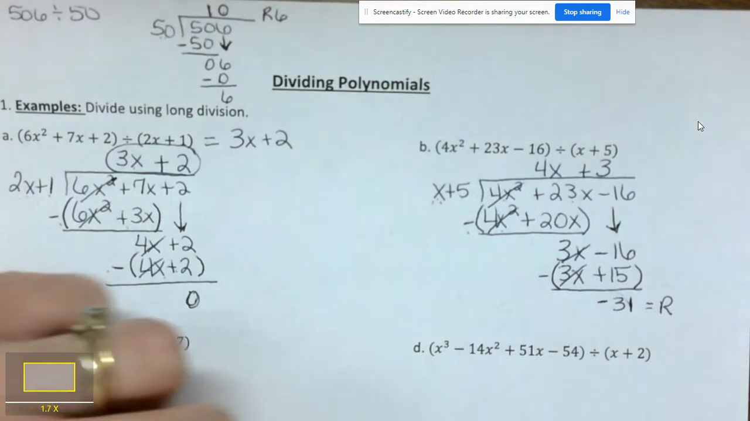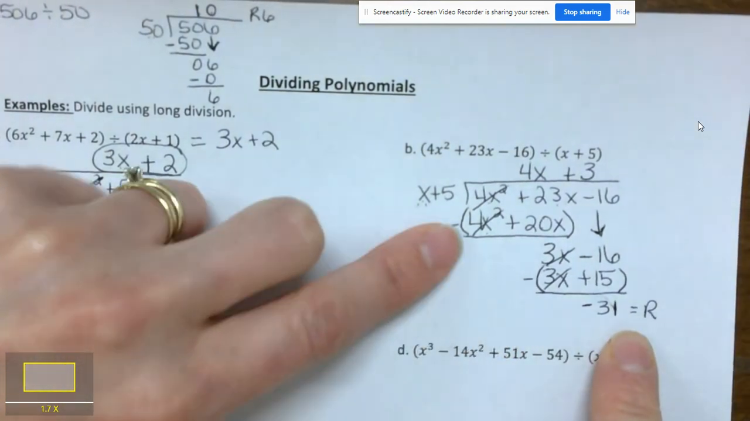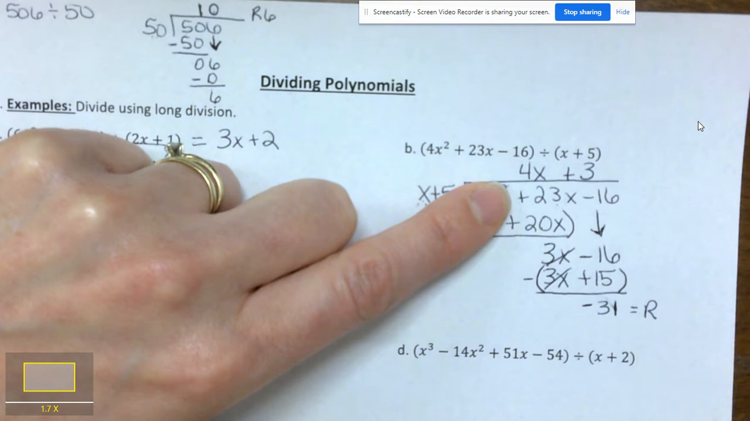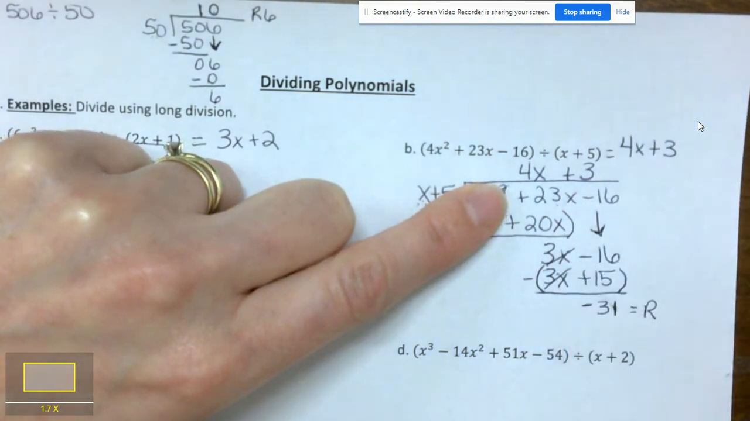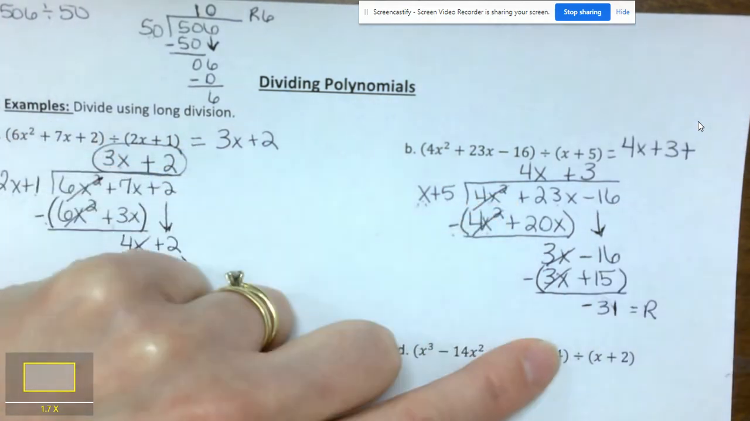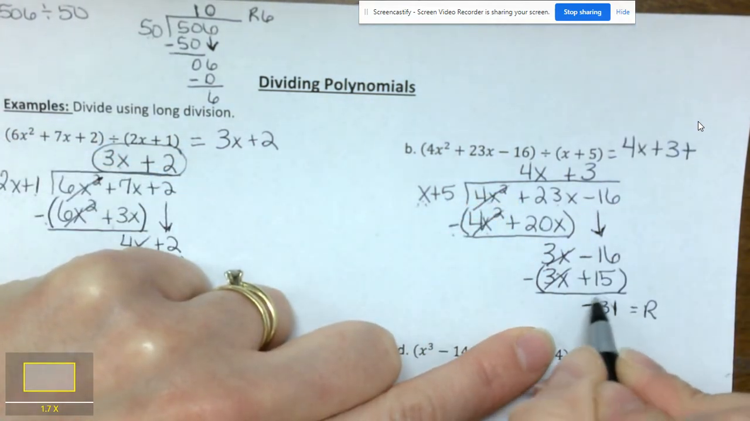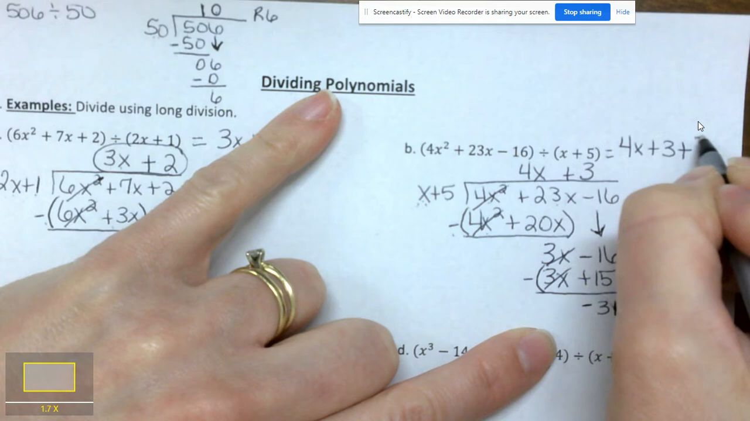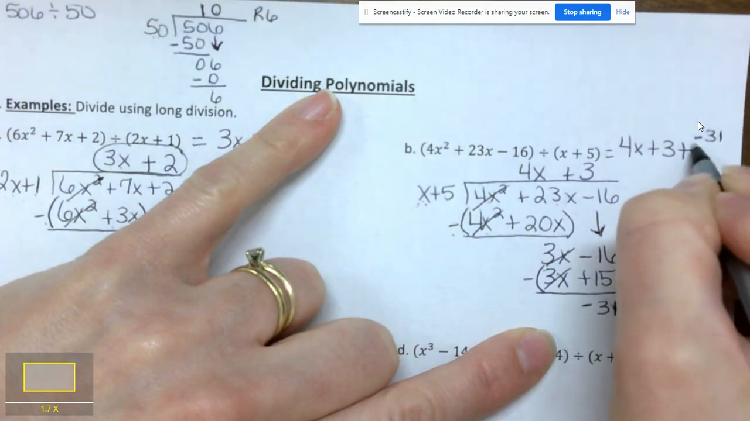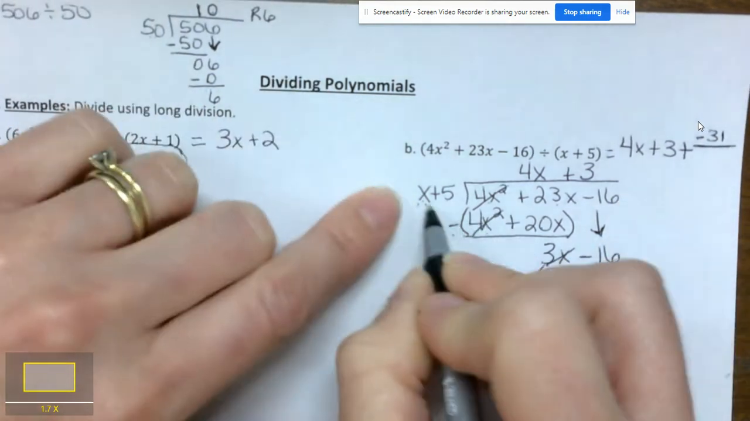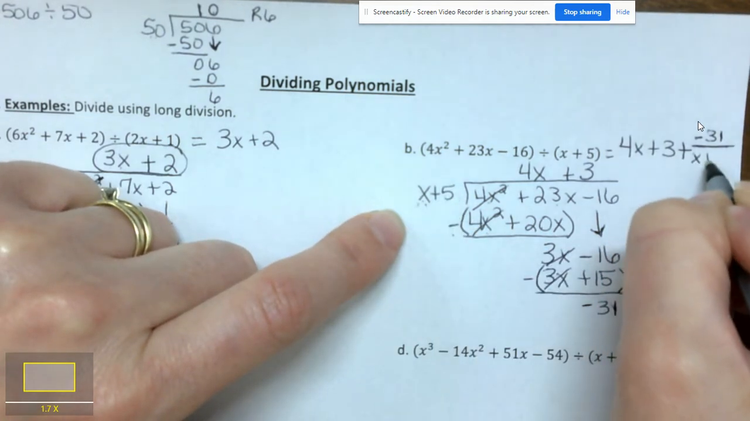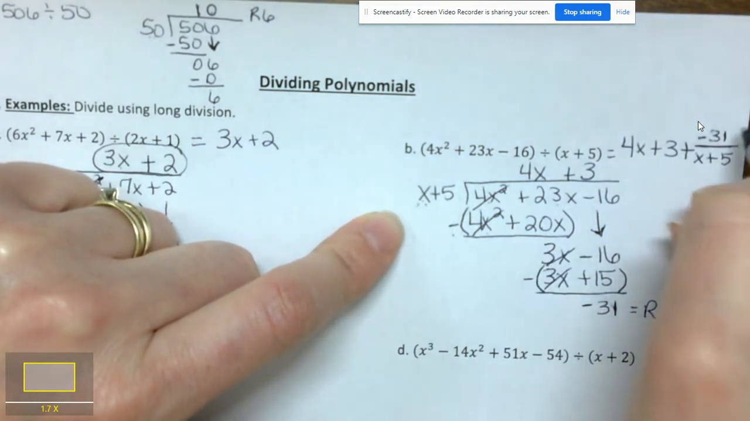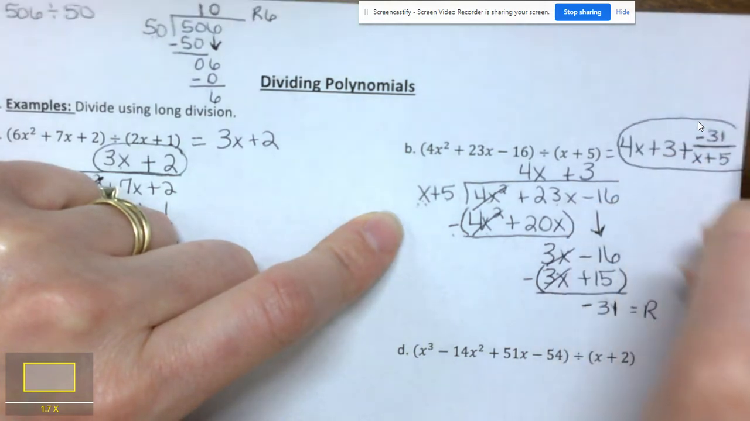So this is how you write your answer when you have a remainder, okay? You're going to write this up here, 4x plus 3, and then you're going to put a plus sign, and this part right here is going to be your numerator. So I'm going to write negative 31 over whatever you have over here that you're dividing by is going to be your denominator, x plus 5. And this here would be your final answer.